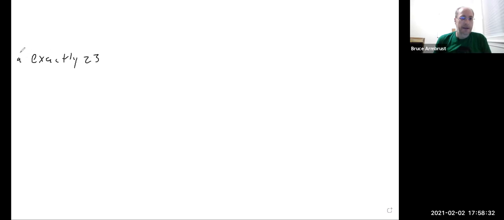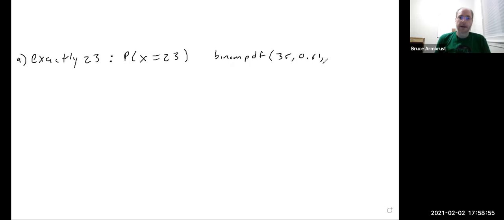Okay, so the first one was exactly 23. So this is going to be the probability that x equals 23. This is one where we're going to want to use the command Binomial Pdf. You're going to put in 35, 0.61, and then 23. Most likely, that's the order that you put them in.